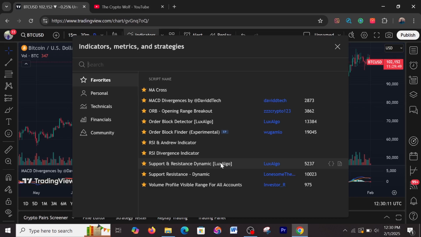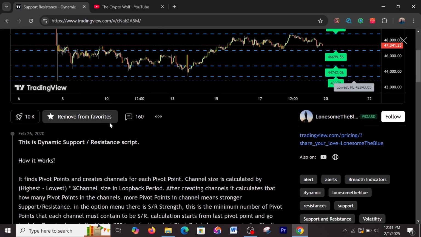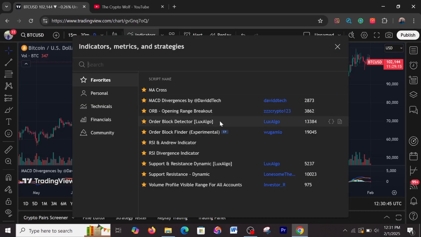So another indicator is the support and resistance indicator. I have two that I use here. I have Support and Resistance Dynamics by Lux Algo and Support and Resistance Dynamics by Lonesome. Let me really check who actually created this. I just want you to be able to see it by who. Okay, Lonesome the Blue.